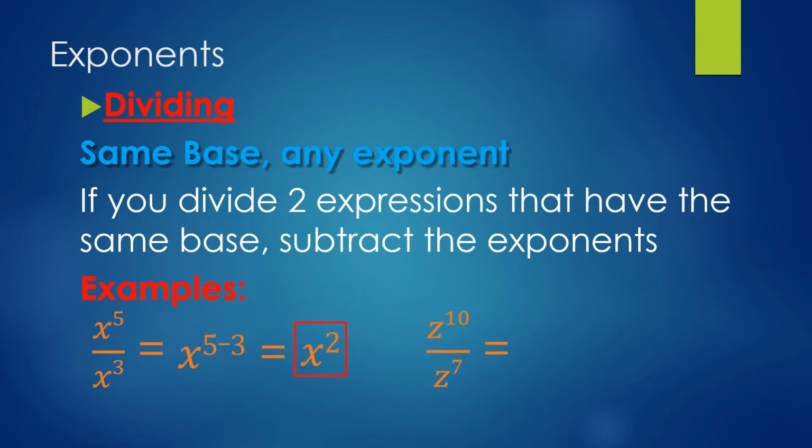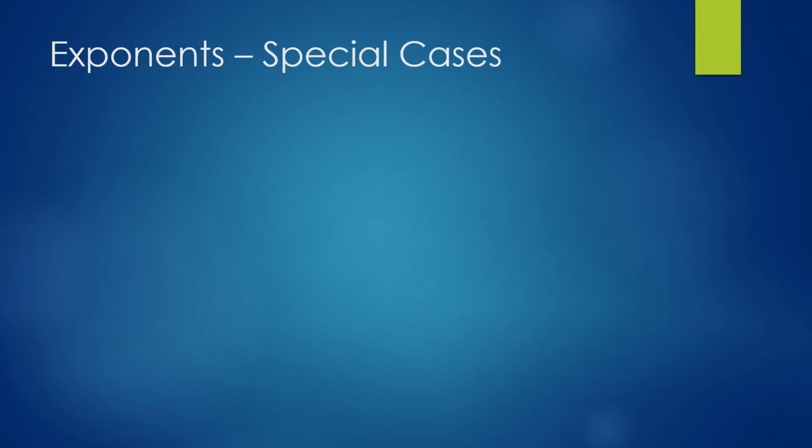In this example, we have z to the 10th power divided by z to the 7th power. So again, we have z to the 10 minus 7th power, which equals z to the third power. Now I'm going to show you some exponents with special cases. First, we're going to talk about an exponent of 0. Now this is not quite what you would think.